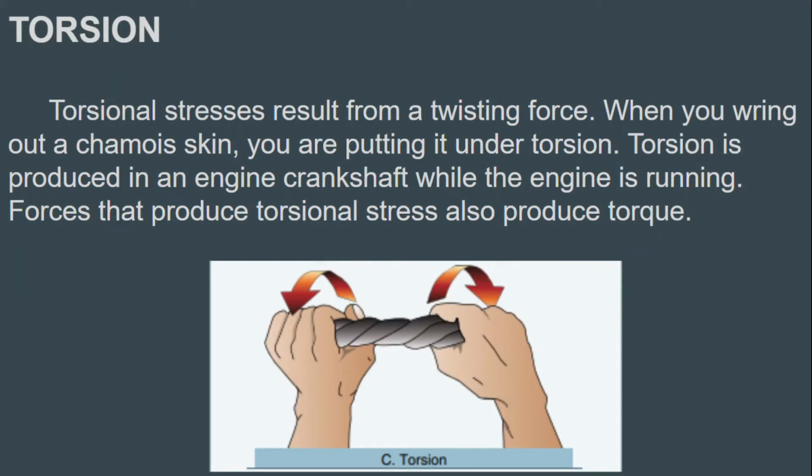Torsion. Torsional stresses result from a twisting force. When you wring out a chamois skin, you are putting it under torsion. Torsion is produced in an engine crankshaft while the engine is running.